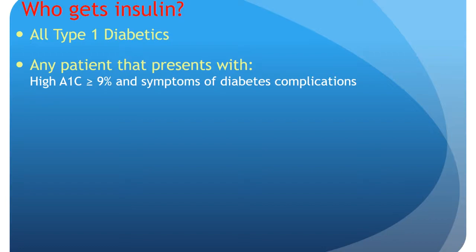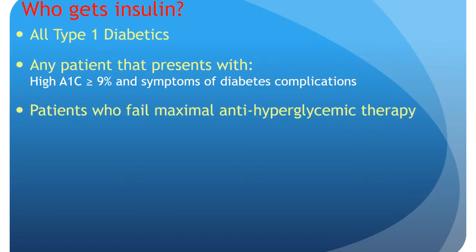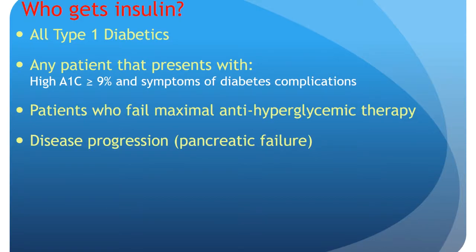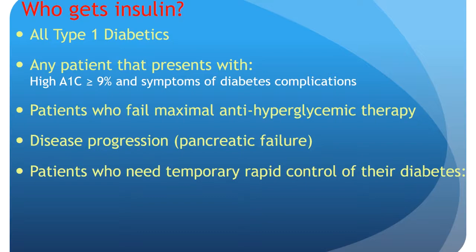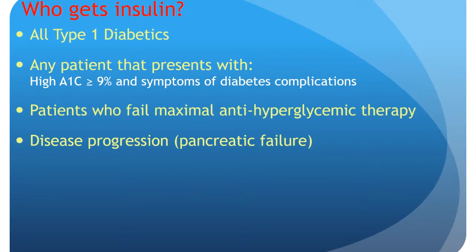Also, patients who fail maximal anti-hyperglycemic therapy. You give them 2 drugs, 3 drugs, and you cannot keep their hemoglobin A1C less than 7, then this is the time for insulin. Or patients with type 2 diabetes in which the disease progressed so much that they now experience pancreatic failure. Their pancreas is exhausted, and this insulin that was coming out of the pancreas no longer comes out of the pancreas, and now they are going to be kind of insulin dependent.